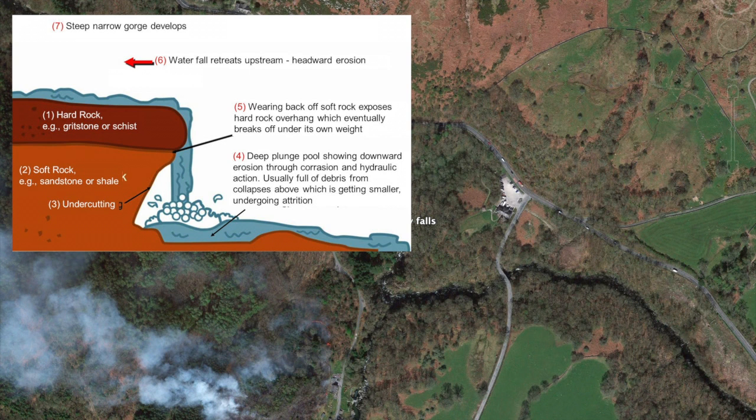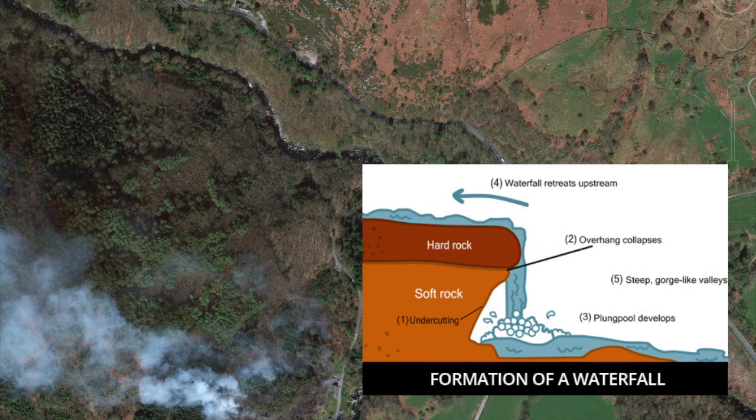As the water and the collapsing overhang hit the plunge pool, it will erode by both hydraulic action, the force of the water against the bedrock, and by abrasion, where the material carried by the river acts like sandpaper against the riverbed. The fourth step, eventually the overhang will collapse due to erosion of the soft rock beneath it. The waterfall then retreats upstream. The fifth step, this creates a steep gorge-like valley. So this is called a gorge.